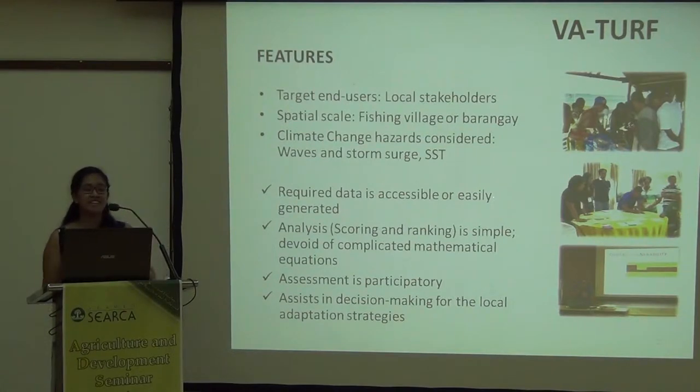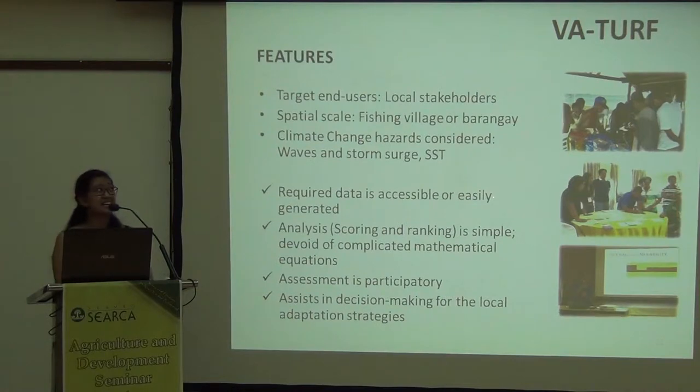So the features of this tool. What I like about this tool is that the target end users are the local stakeholders. This includes barangay captains, local government units, even bantay dagat, fisherfolk. And the spatial scale we are looking at is the barangay level. Earlier, we've seen that the Philippines as a nation is very vulnerable. But we can zoom in up to the barangay level and see how the vulnerability levels in these areas vary. For the climate change hazards considered, we consider waves, storm surge, and sea surface temperature.